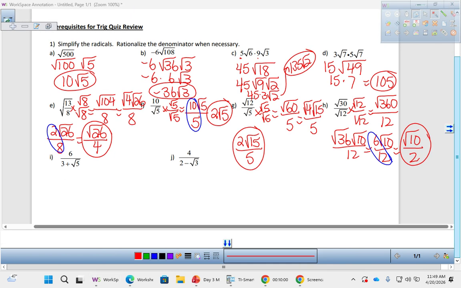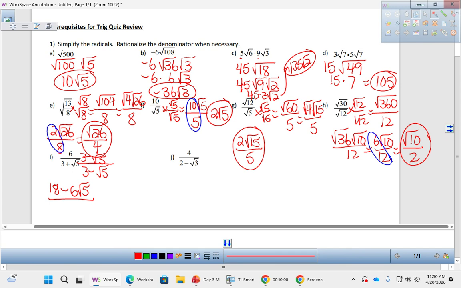These next ones I'm going to have to multiply by what's called the conjugate. So I'm going to keep the first number the same and the second number the same. I'm just going to change the symbol to the opposite. So I'm multiplying the top and bottom by 3 minus root 5. So 6 times 3 minus 6 root 5. 6 times root 5 is 6 root 5.